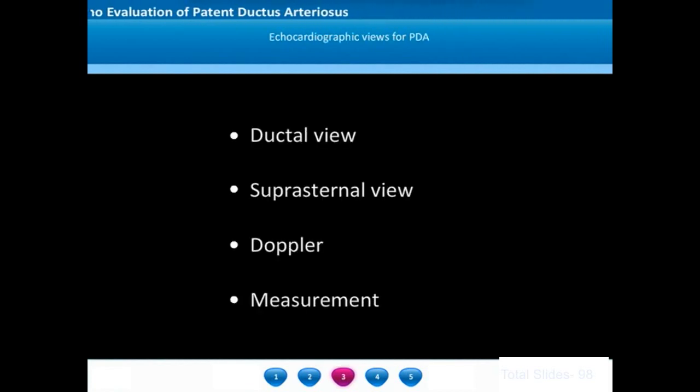The echocardiographic views of the PDA primarily is through the high left parasternal view, which is called the ductal view, and the suprasternal view. We will also show during the echocardiographic views how to assess the Doppler flows across the ductus and how to measure the ductus for the purpose of intervention.